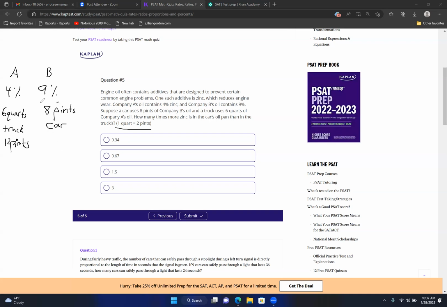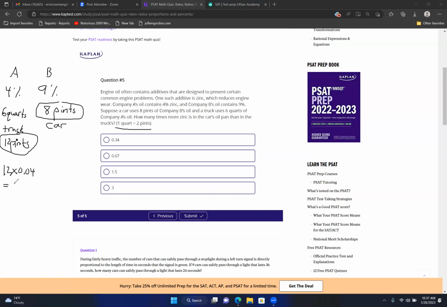So basically compare these two numbers, that and that. What are we doing with the 8 and the 12 and the 4 and the 9? 4% and 9%. Just multiply. Take your 12 times 0.04. Find out what that is. What is that?